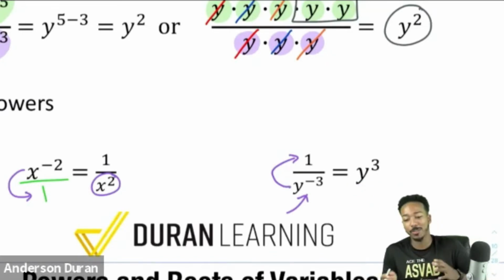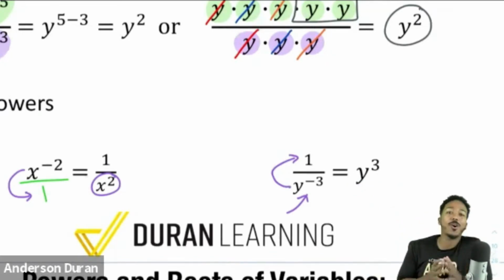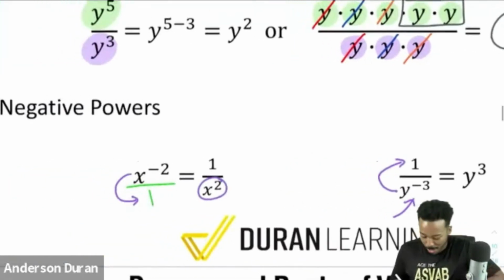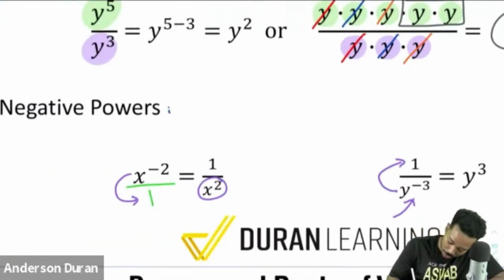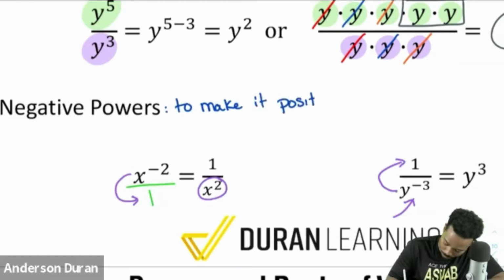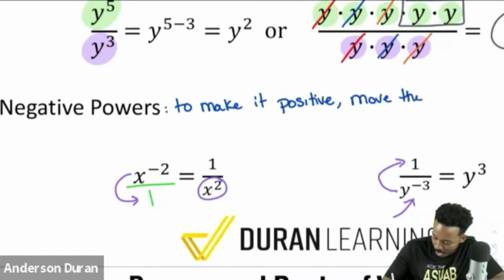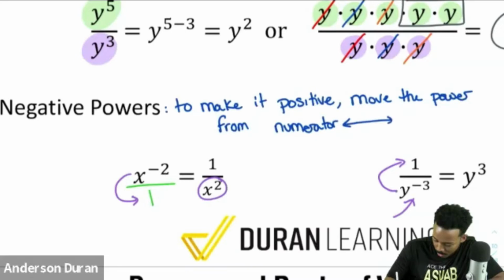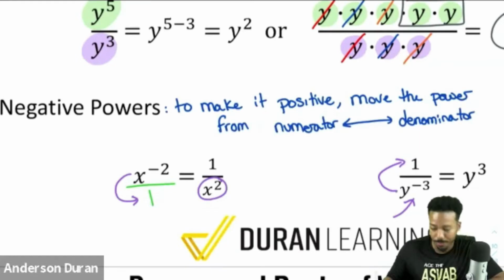So one more time, for those of us that didn't get it, with the negative powers, all you have to write down is this. When it comes to negative powers, move to make it positive. So to make it positive, move the power from the numerator to the denominator. That's it. And vice versa.